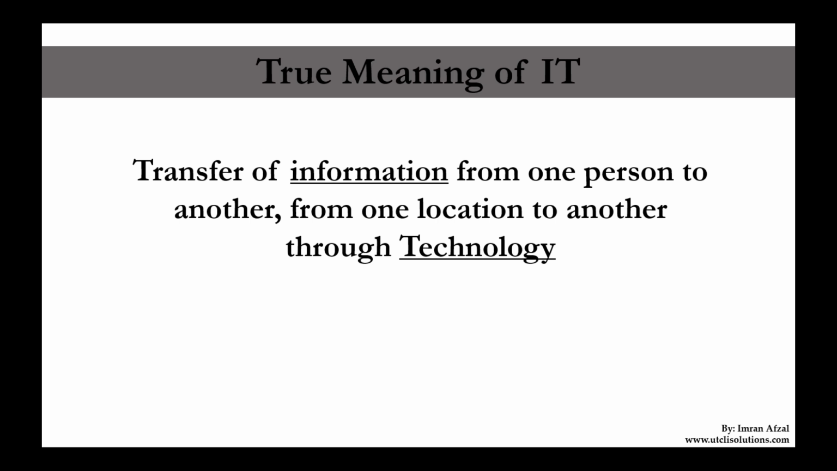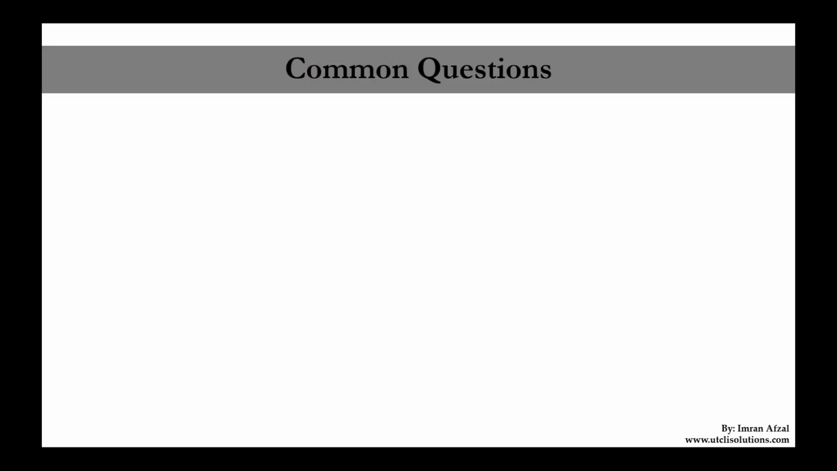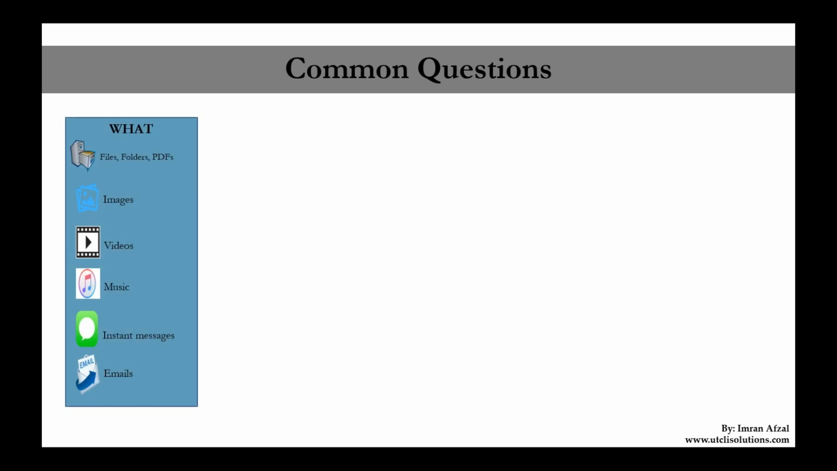Now, to understand it better, let's ask a few questions. Some common questions are, what is that information that we're transferring? That information consists of files, letters, applications, folders, or PDF documents that you have. Your images, the pictures you probably took when you were vacationing, you want to share it with your friends. Same thing with videos. Music, instant messages. You use Facebook or WhatsApp or any kind of instant messages to share it with other people. Emails. So if you have personal email or corporate email account, you send emails to your boss or your coworkers. So you are sharing that information.